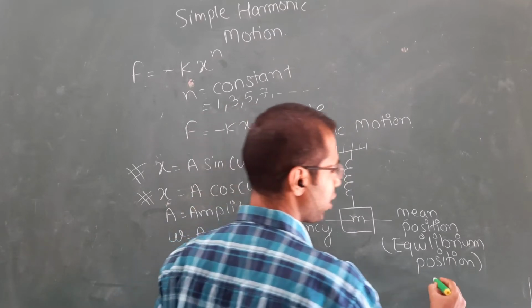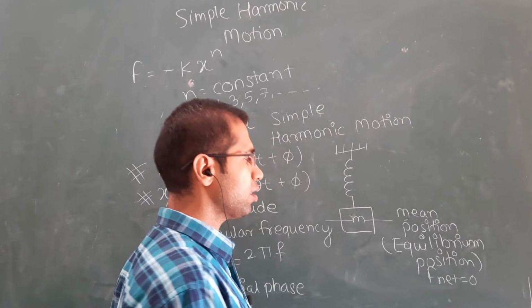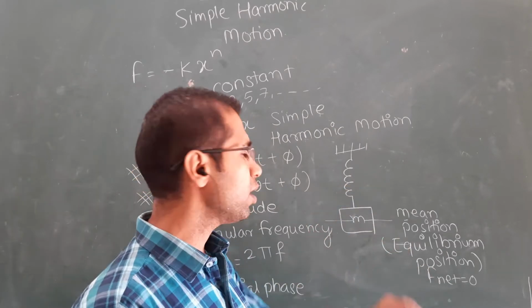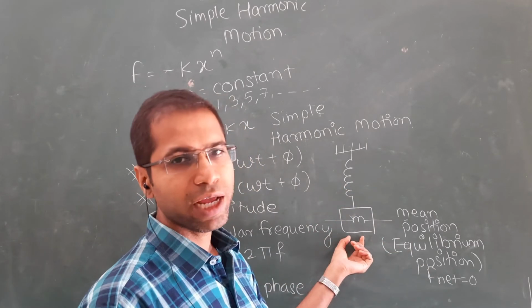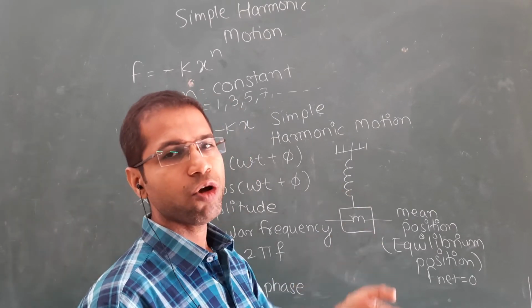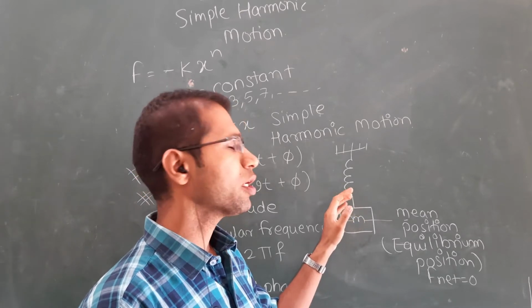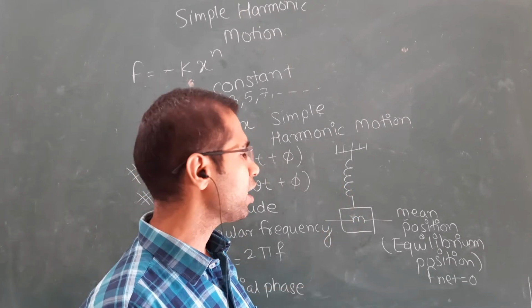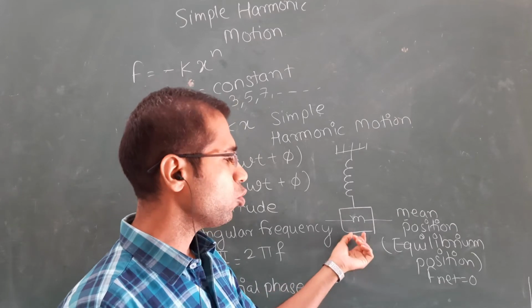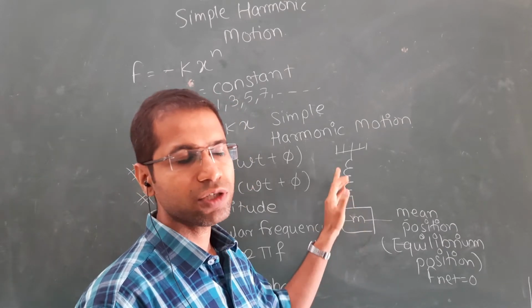Equilibrium position I can also write as net force equal to 0, that is, the sum of the upward forces plus the sum of the downward forces is equal to 0. Here mg is the force acting downwards. Spring is there, so we know there is a tension in the spring with constant K. Kx will be the force acting upwards. So at the equilibrium position, mg acts downwards and the spring force Kx acts upwards.